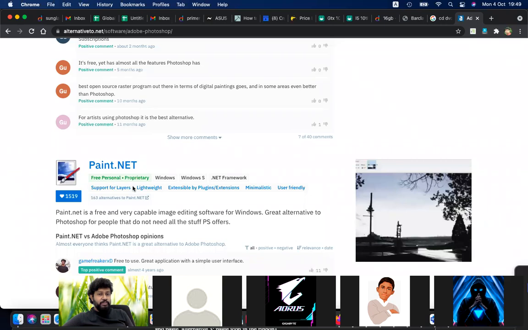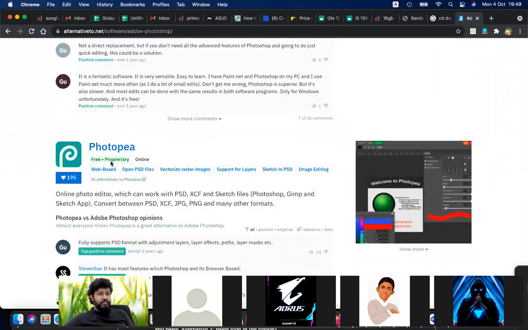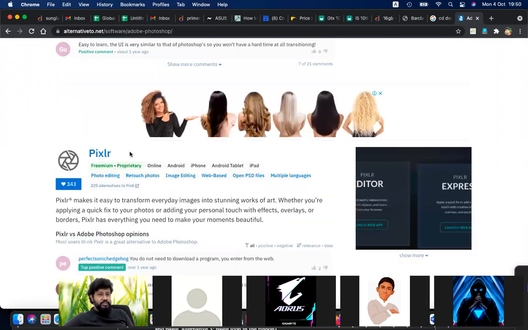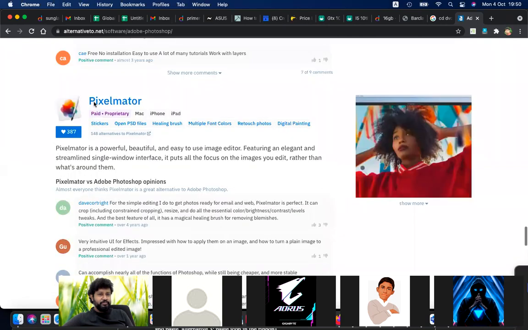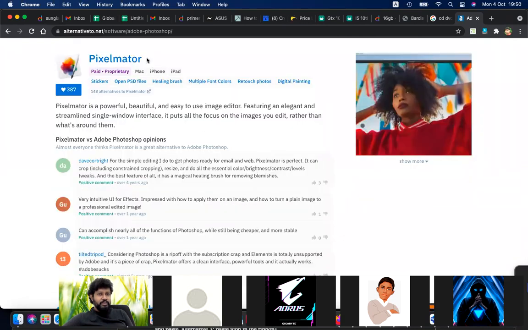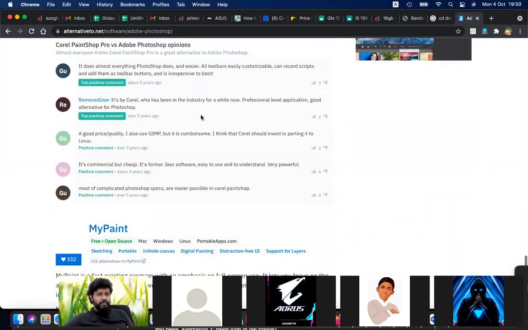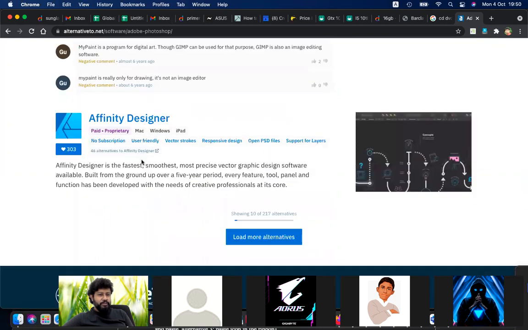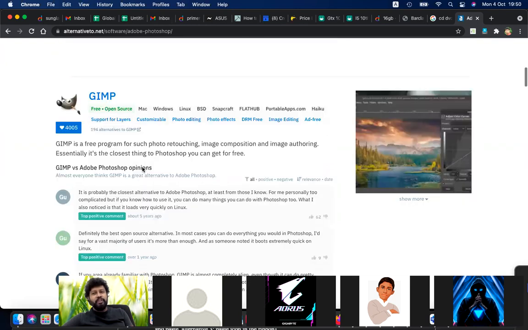Paint.net, free for personal use. Photopea is free. Pixlr, it's freemium, meaning halfway free. Pixelmator is paid. Corel Paint Shop is paid. MyPaint is free. So likewise, you can find some free alternatives to this software.